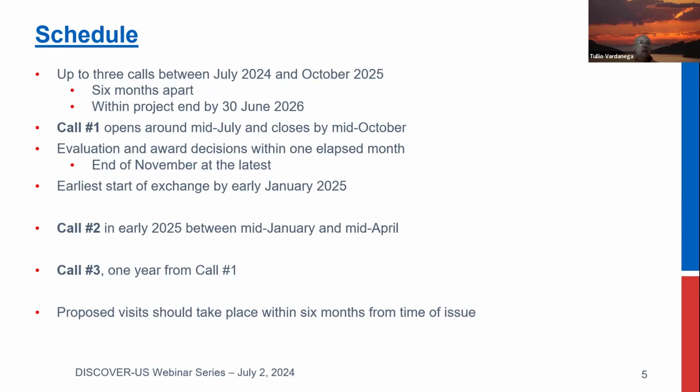And then call 3, as noted, more or less in the same scheme, in the time scheme as call 1 in July and October. This is why we would encourage, in fact, we'll put it in the notice of the call, that the proposed visit should be scheduled to take place within 6 months from the time of when the proposal is made. And this closes my presentation on this topic.